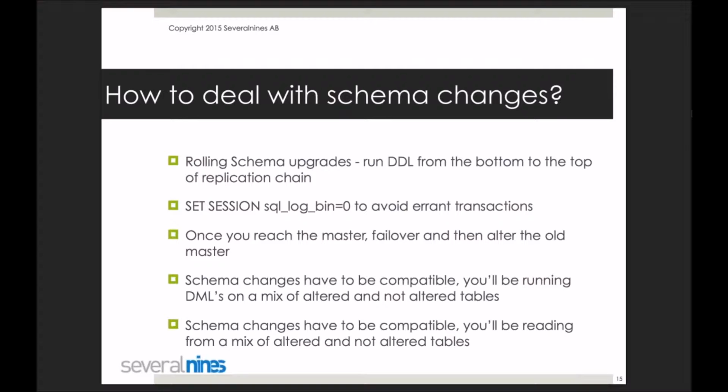But the problem with the row-based replication is that it's very strict in terms of what kind of differences can be in the schemas. So, for example, you can't add a column into the middle of the table. You have to add it at the end. You can't alter an integer column into a varchar column, for example. And there are many other limitations. So you have to be really cautious when performing this kind of change.